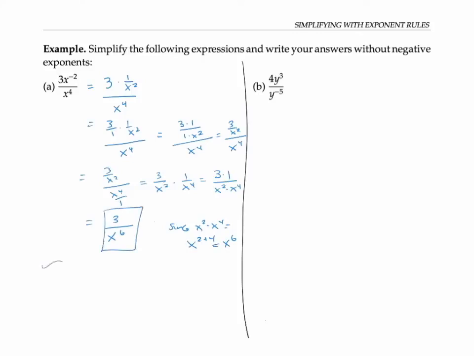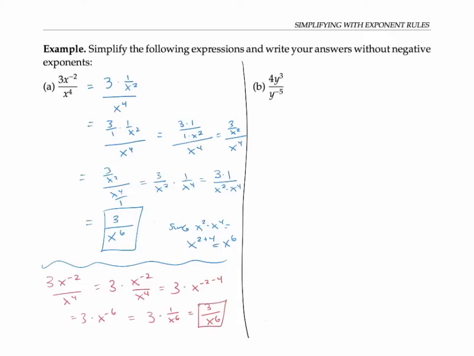An alternate way of solving this problem is to start by using the quotient rule. I can rewrite this as 3 times x to the minus 2 over x to the 4th, and by the quotient rule, that's 3 times x to the minus 2 minus 4, or 3 times x to the minus 6. Now using the negative exponent rule, x to the minus 6 is 1 over x to the 6th, and this product of fractions simplifies to 3 over x to the 6th. The same answer I got before.